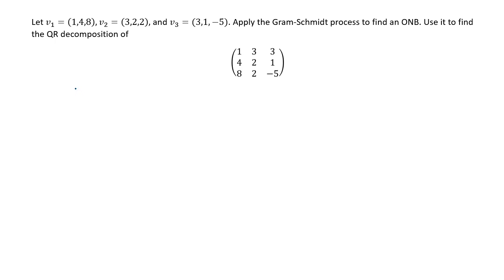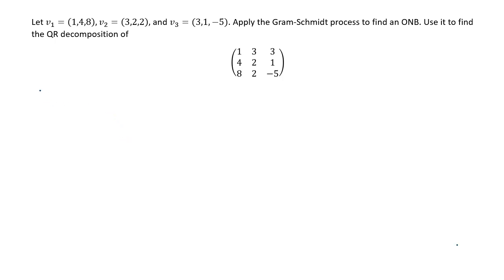Here we are given three vectors v1, v2, v3, and we are told to apply the Gram-Schmidt process to find an orthonormal basis. And also, in the process of it, do a QR decomposition of this matrix, which is made of these three vectors as column vectors. As you can see, 1, 4, 8 is this 1, 4, 8, and so on and so forth.